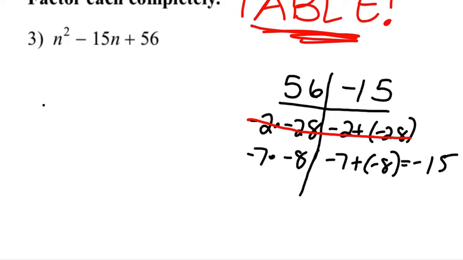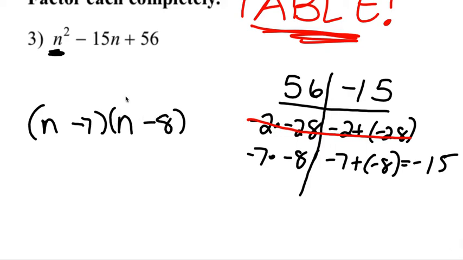Now, how do we write our answer? Well, we come back over here. Both of these will start with n, okay? The reason they're both starting with n is because that's how we get our first term. N times n is n squared. How do we get 56? Well, from a negative 7 times a negative 8. We could also get that from a positive 7 times a positive 8, but if we add a positive 7 and a positive 8, that would give us a positive 15, and we were looking for a negative 15, okay? So that's why they both had to be negative.